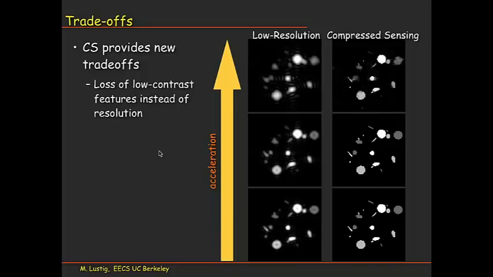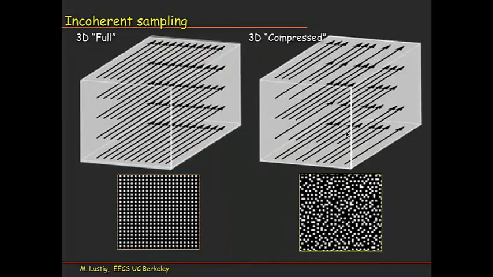Here's interesting trade-offs. You can use compressed sensing to change the trade-offs. For example, if you just go for acceleration using low resolution, you lose resolution. That's pretty obvious. But with compressed sensing, first of all, your trade-off is better. As you increase the acceleration, you can still reconstruct, but at some point it's going to break. And what you're going to see is loss of features that have low contrast because they're not sparse. But what's exciting is that if a feature is so small, but it has high contrast, you'll be able to recover it. So that's a different trade-off.